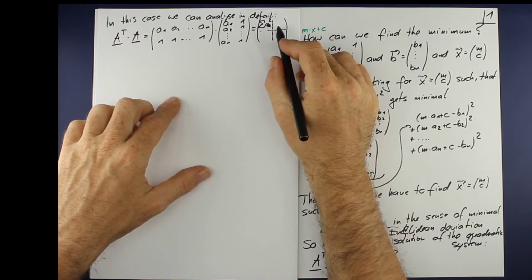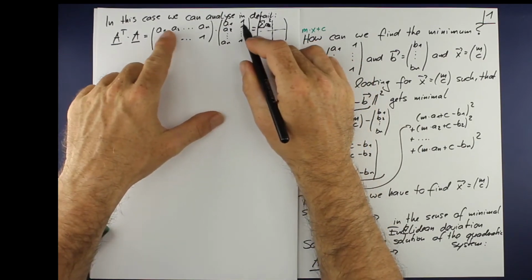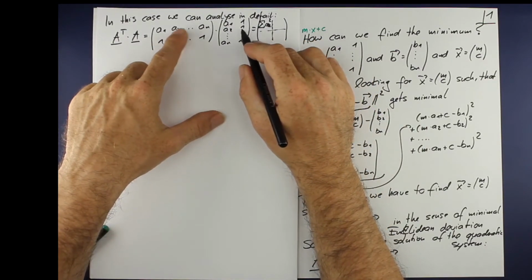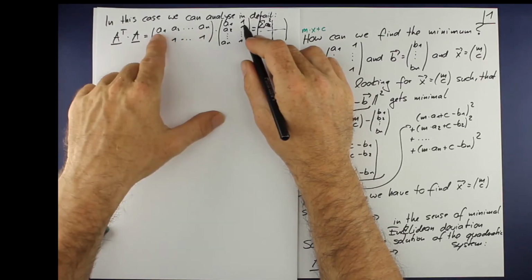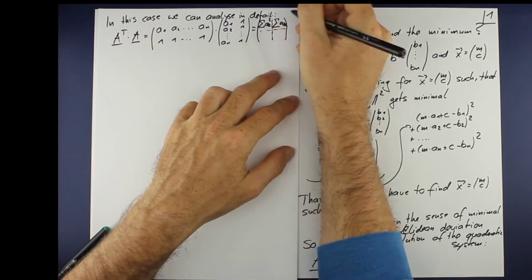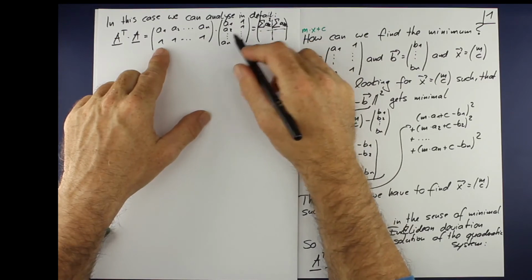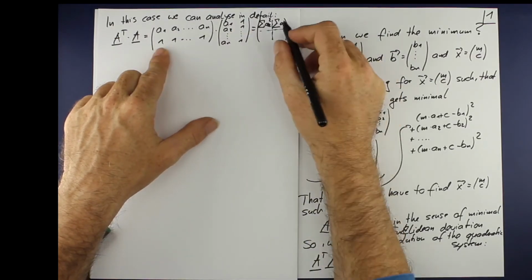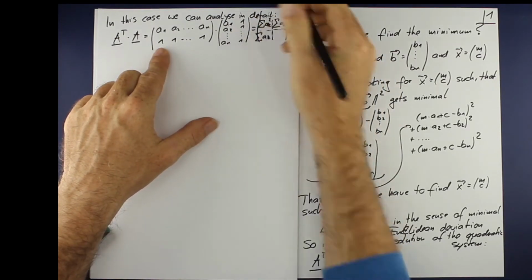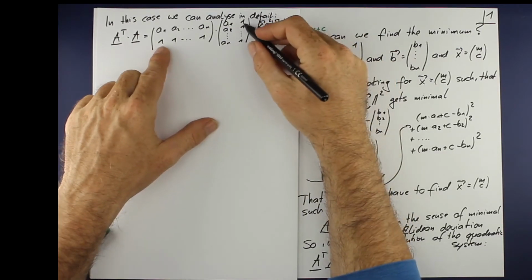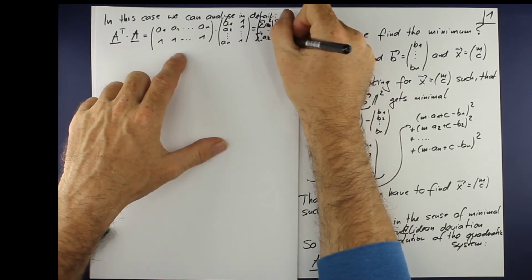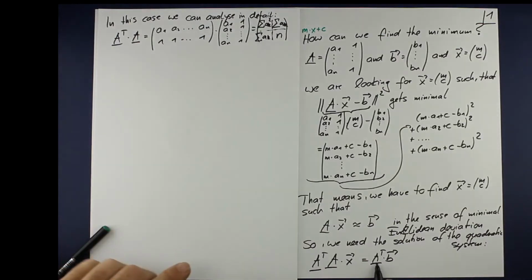And what is that entry? This times that plus and so on. So this is the sum of the ak, and it's a symmetric matrix, as we learned in the last video, so we have this entry again. And here we get 1 plus 1 plus 1 plus 1, which is n. And now the right hand side.